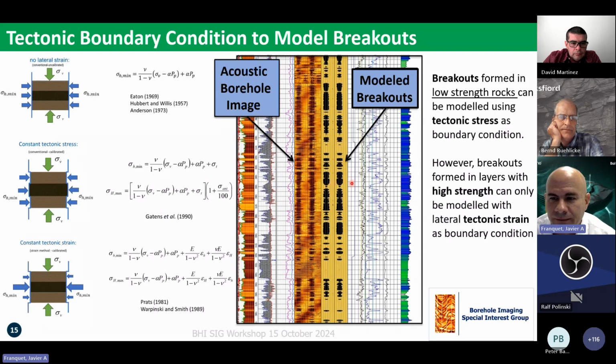One of the main takeaways is to look at where these breakouts are occurring, whether in the high stiffness or the low stiffness layers. You can use porosity or density or acoustic velocity as a proxy to tell which ones are high stiffness and which are low stiffness, and use the correct boundary condition for the stress profile.